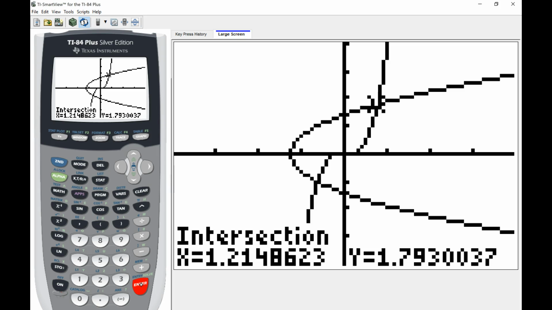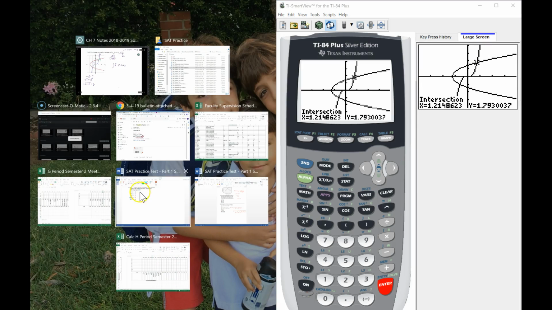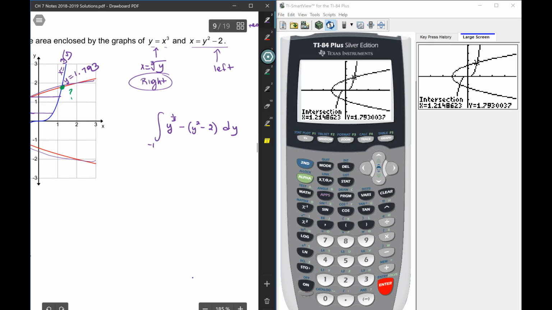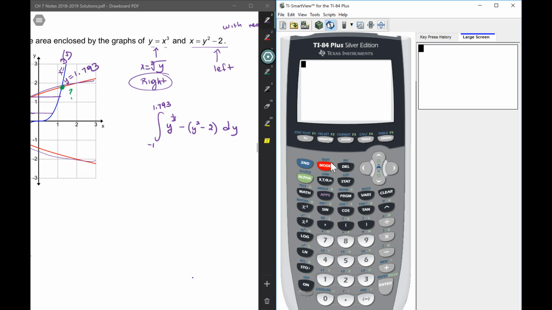Oh, we need the y. Now we need the y, right? Y here. Y is 1.793. So this is going to go up to 1.793. You have to write that number in there in order to get credit for that part. Now, second mode or quit. Now, you're going to store the y. Alpha, where's y? Thank you. Store as a.